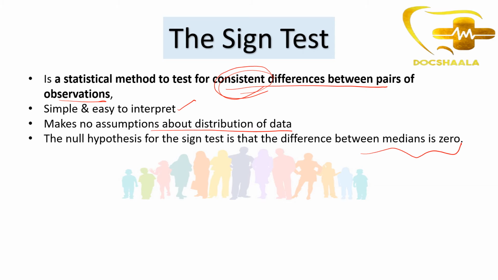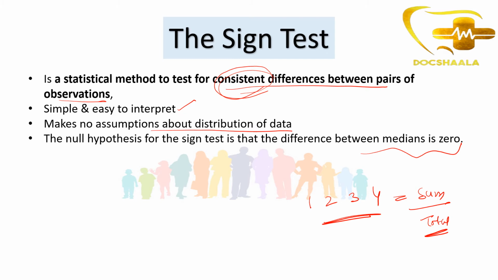The null hypothesis for the sign test is that the difference between medians should be 0. So what is a median? Median, mode, we know, right? We have values like 1, 2, 3, 4. So the median is like the sum of the values divided by the total number of values which we have, right? So that is a median.